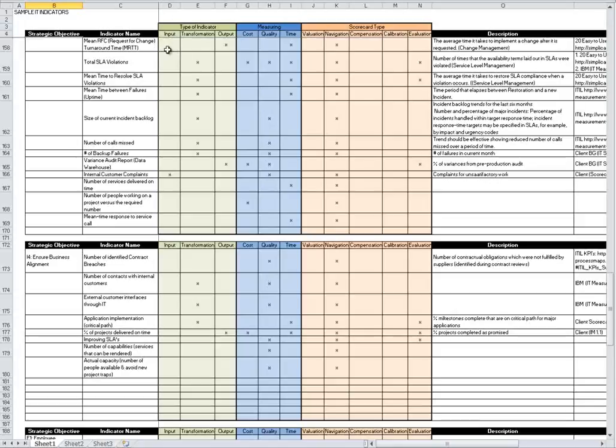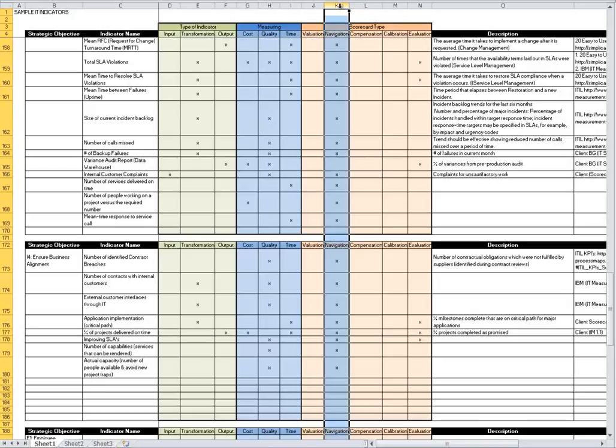So were they a leading or lagging indicator, which we looked at as were they input, transformational, or output. We analyzed them for were they measuring cost, quality, or time. And lastly, what type of scorecard they'd be most appropriate for: valuation, navigation, compensation, calibration, evaluation. With the understanding that each process may need to be measured in a different way, leading or lagging. We may be interested in different attributes, cost, quality, or time. And finally, we're focusing in on the navigational type of scorecards in this initial set of metrics.